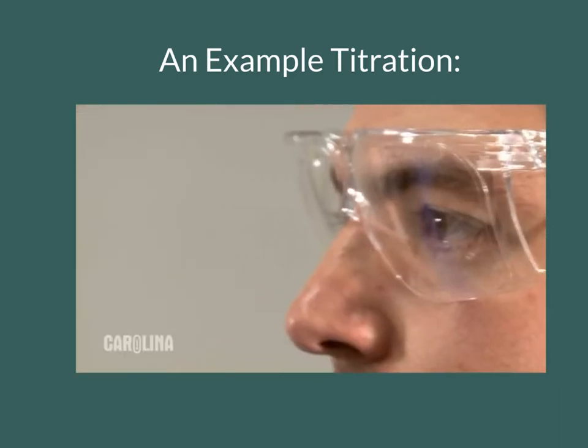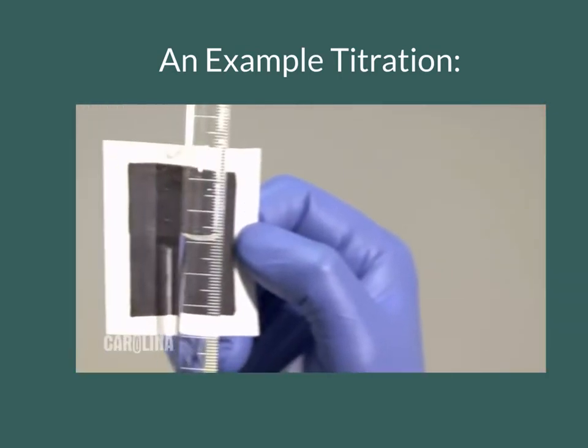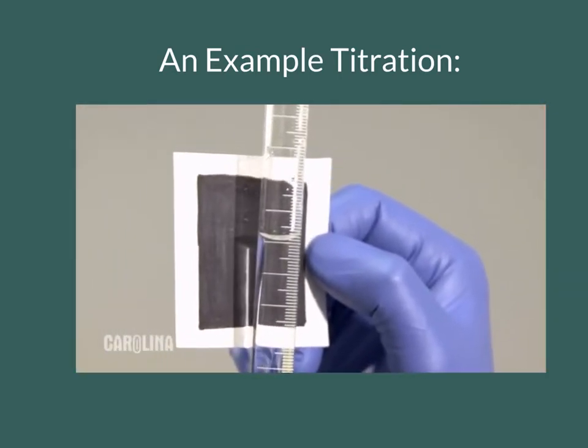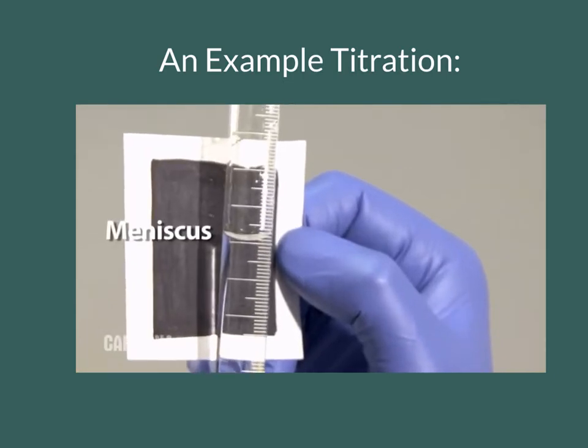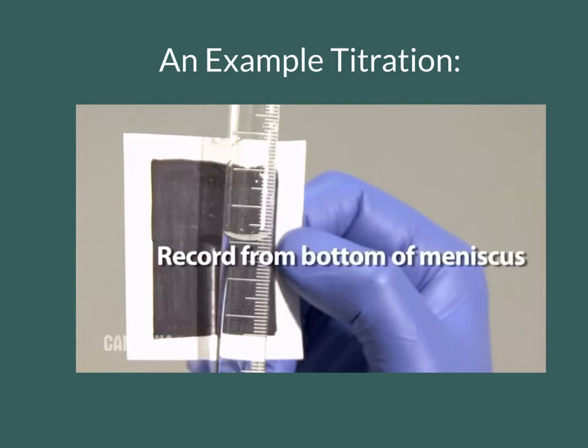Record your starting volume. It is important to accurately read the volume on the burette. First, note that the liquid forms a concave meniscus because the water pulls itself up the side walls of the glass. You should read the volume from the bottom of the meniscus at eye level.